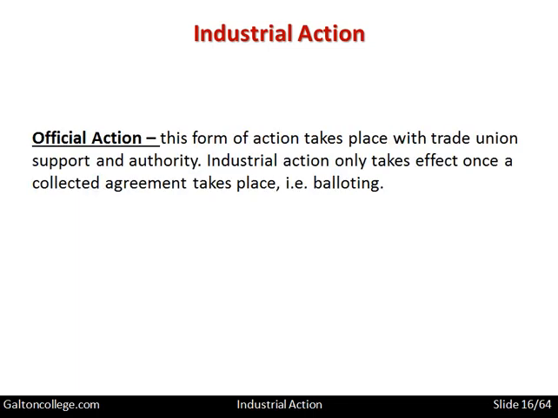Official action. Well, this form of action takes place with trade union support and authority. Industrial action only takes effect once collective agreements take place. For example, balloting. So there is an agreement that a ballot must take place. It's a legal requirement as well in the UK. So they have the ballot and they then take action. That's official action. It's done according to the rules. It's appropriate.